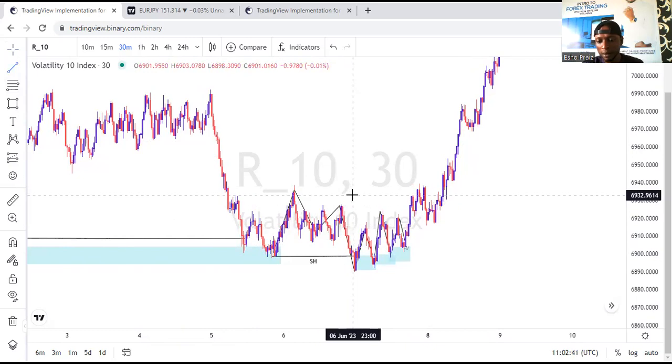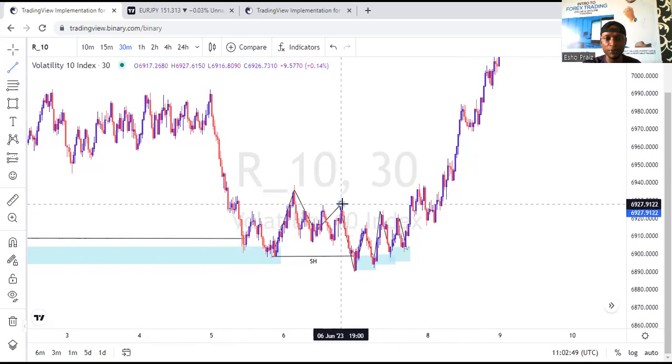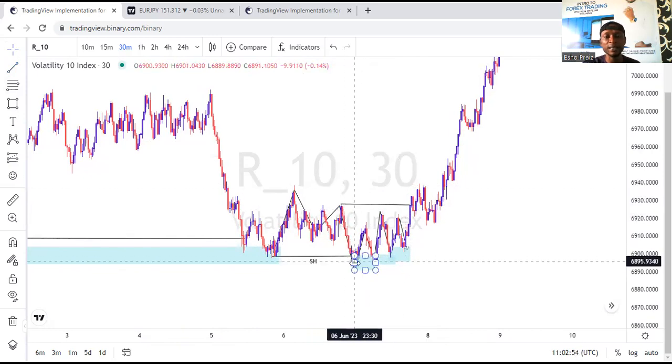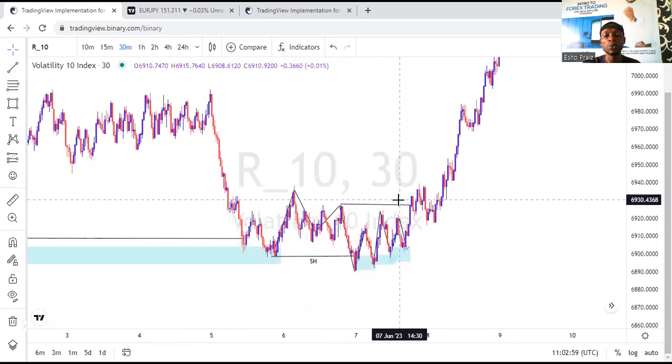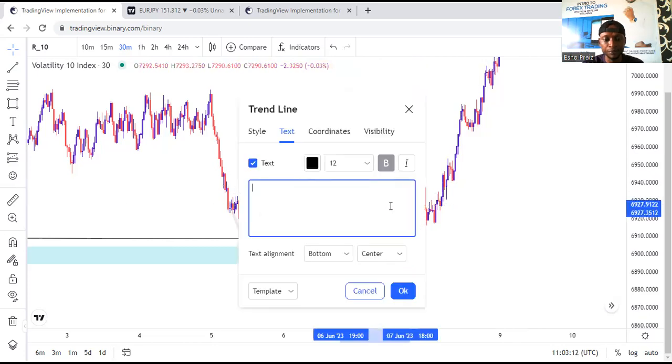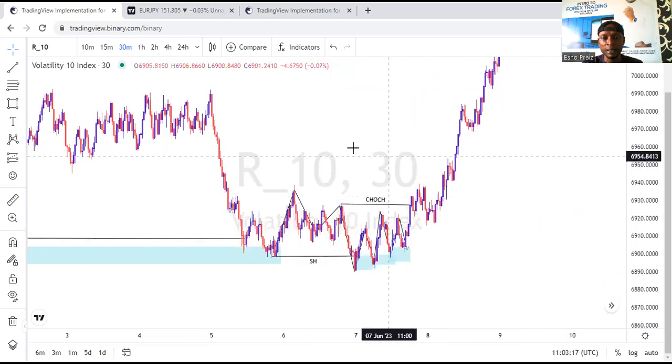Let me check. I'm coming, just hold on. Which one did I use? Okay, I use this one as our change of character. Since this is our last lower high that created the last lower low to the downside, right? So the market took it out. As I say that the market has taken it out, I know that the market has changed structure from a downtrend market to an uptrend market, right? Now this is our change of character here. Understand? That's our change of character there.